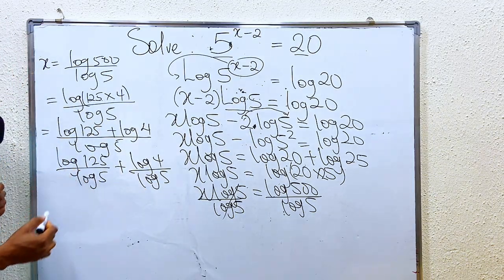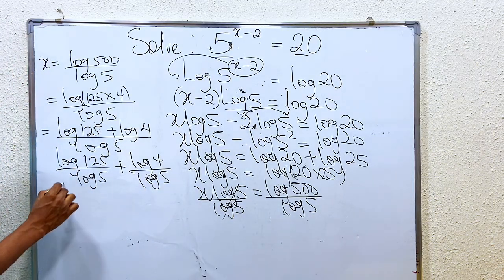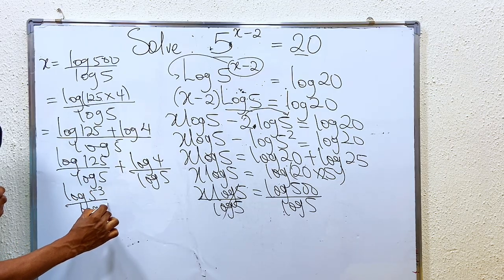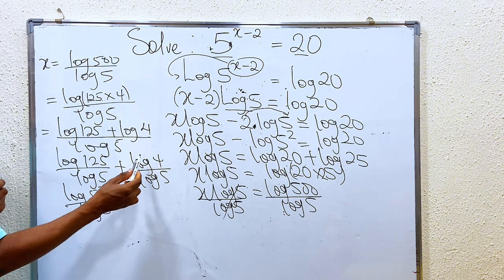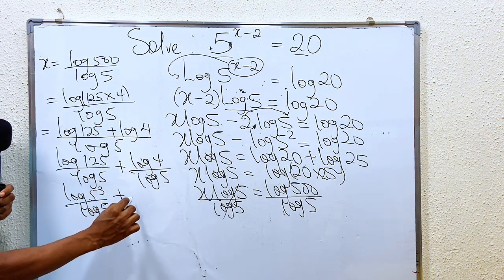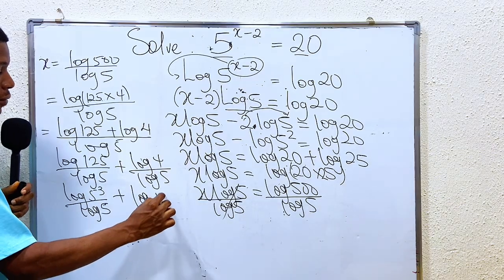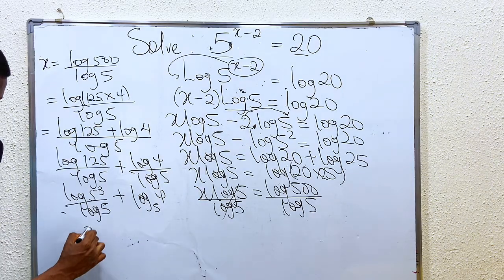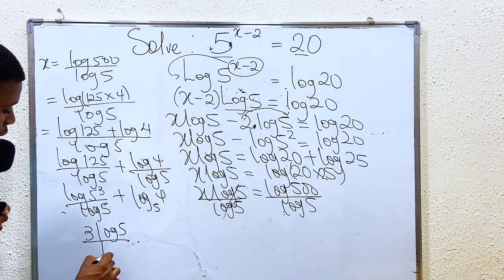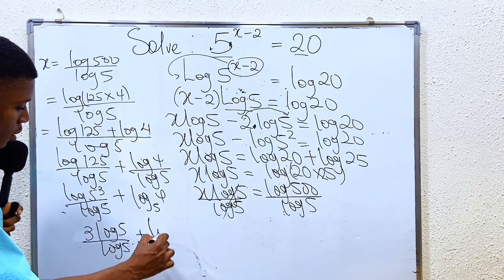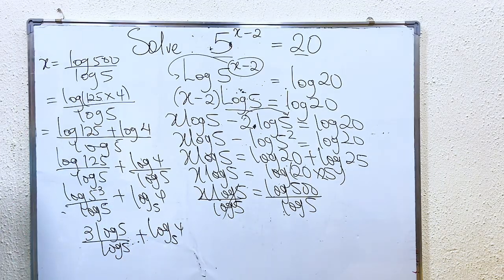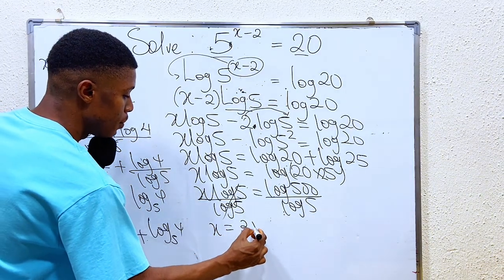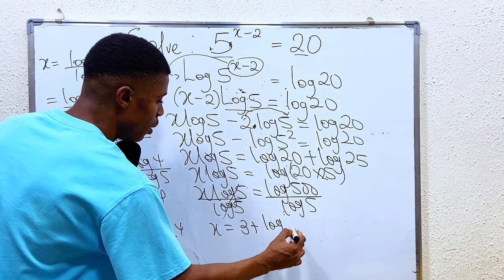125 can be seen as 5 cubed. So we have it as log 5 cubed over log 5, plus, you can now see that we can use change of base. So this is now log of base 5 of 4. So at the last run, we now multiply the power here: 3 log 5 over log 5 plus log of base 5 of 4. So log 5 can now cancel out. You see finally that x is equal to 3 plus log of base 5 of 4.